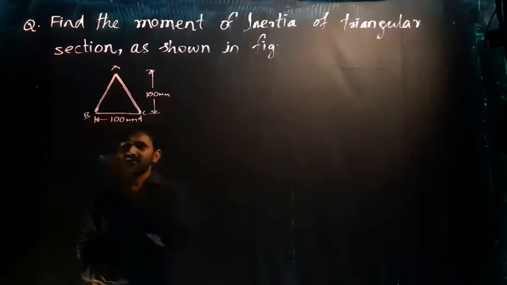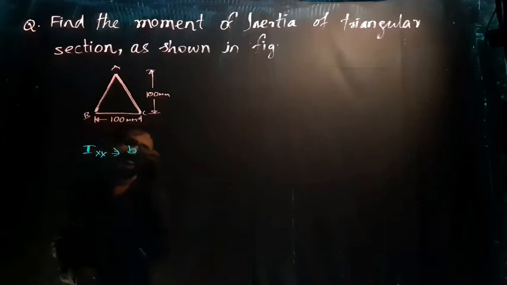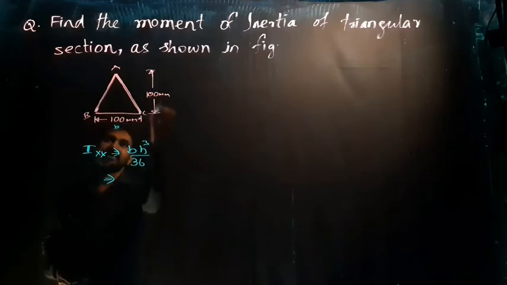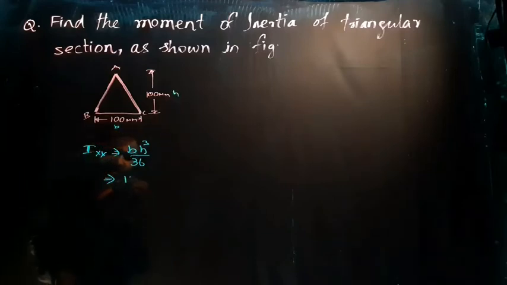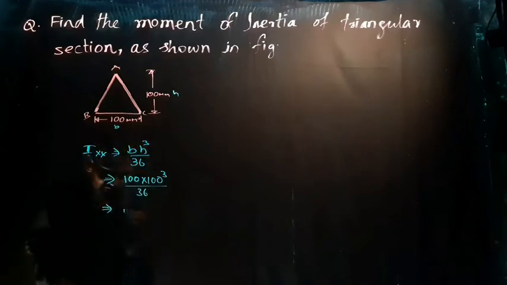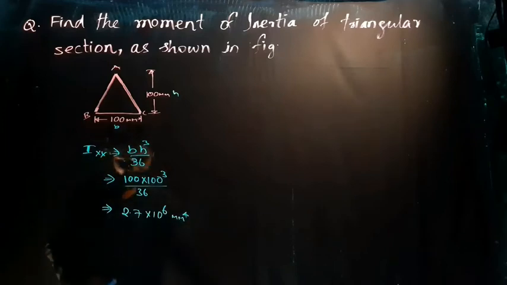Now let us find out Ixx. What is Ixx? Ixx is nothing but bh cube by 36, where B is the base and this is H. B is given as 100 and D is given as 100. So 100 into 100 cube by 36. This is equal to 2.7 into 10 to the power of 6 mm to the power of 4.